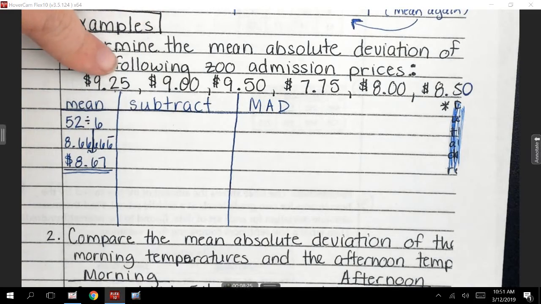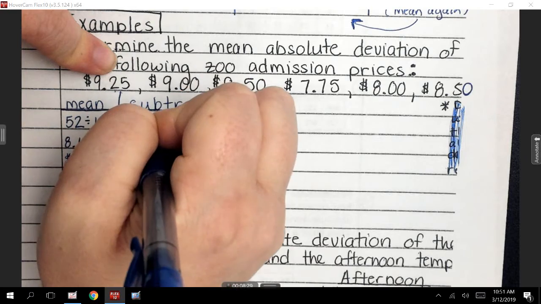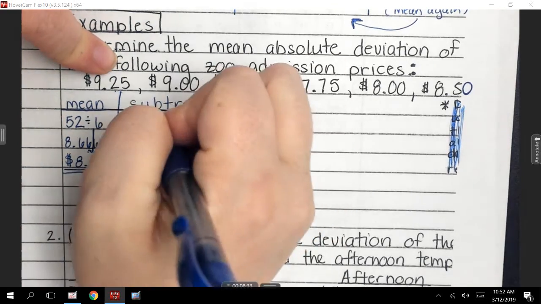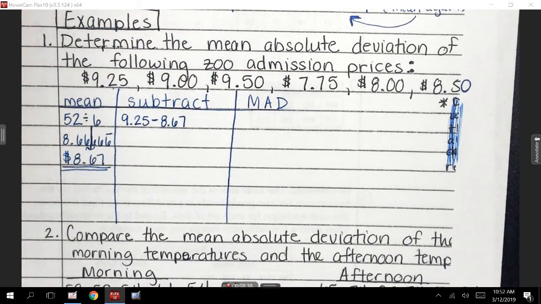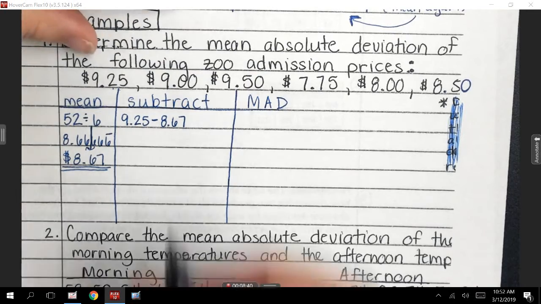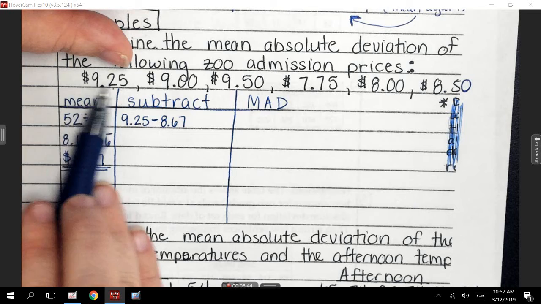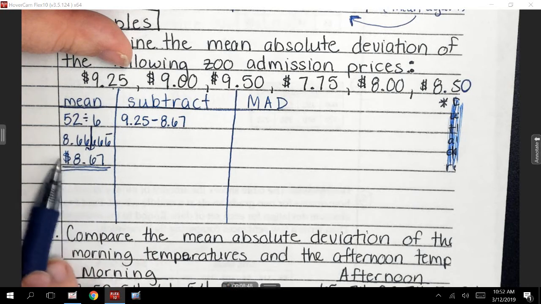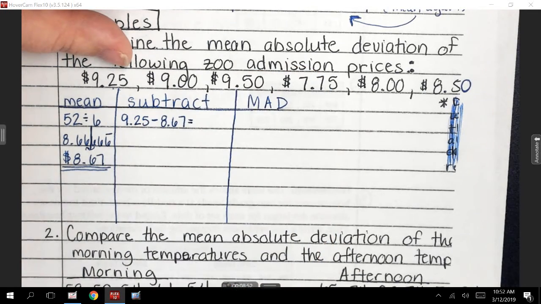So guys, I'm going to start with my first number, which says $9.25, and I'm going to subtract the number that I just got, $8.67. Are there any questions on where I got that? Okay, that was my first number, $9.25. See right there? First number, and then I subtracted what we just got in that chart. Okay? All right, guys, what do I get when I do $9.25 minus $8.67?